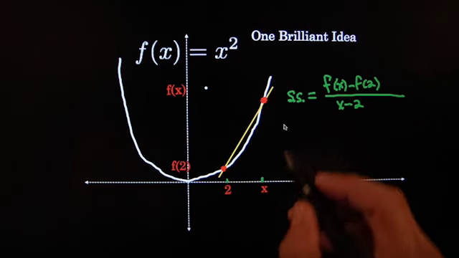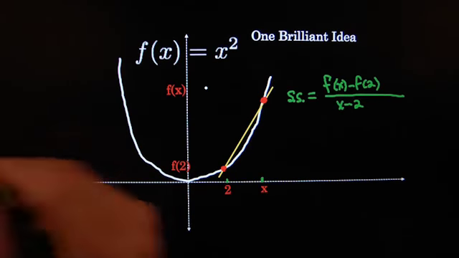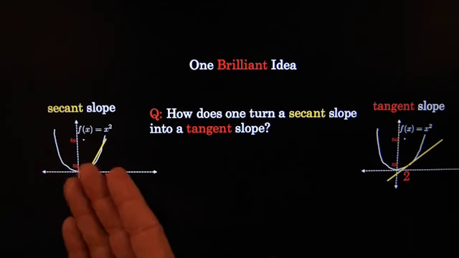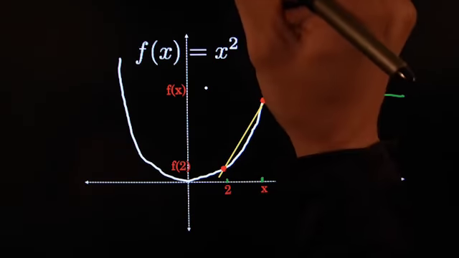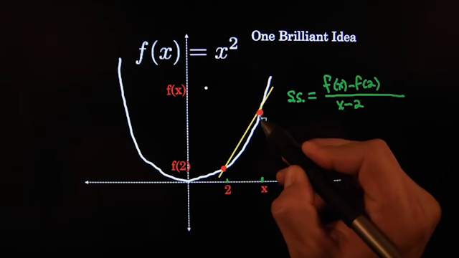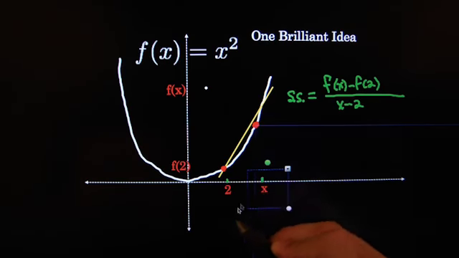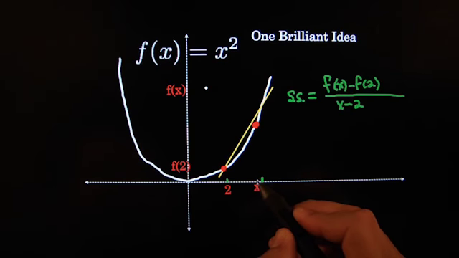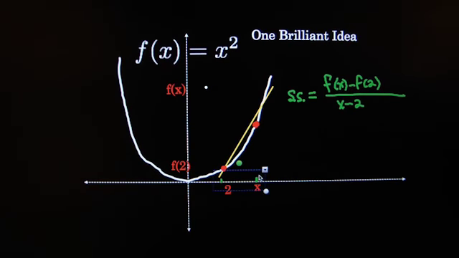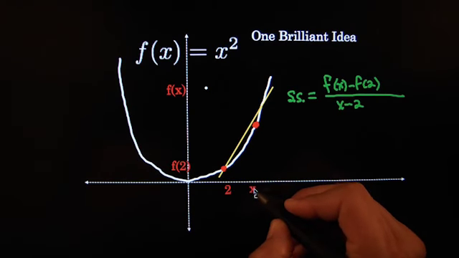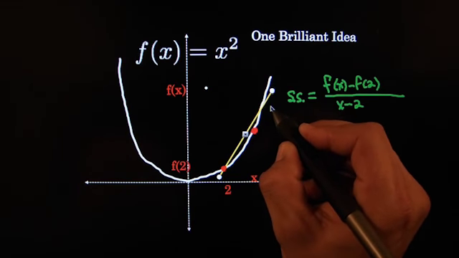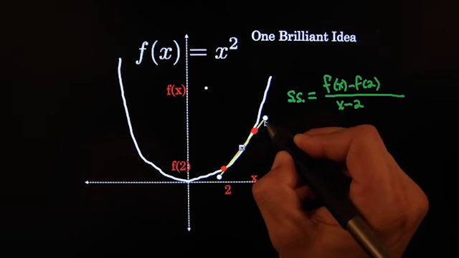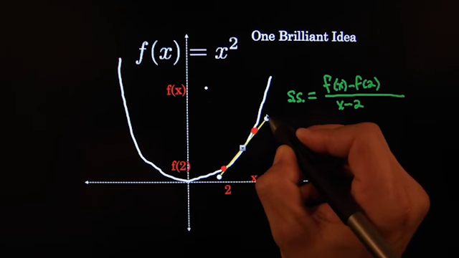We don't want the secant slope. We want to get from the secant slope to the tangent slope. So what are we going to do? Here's the brilliant idea: move the x closer. I'm going to drop these green ones. Move the x closer to 2. And what happens when you move the x closer to 2? Well, then the secant slope would be slightly different. It would be more or less like this, right? It would have to go through those points.